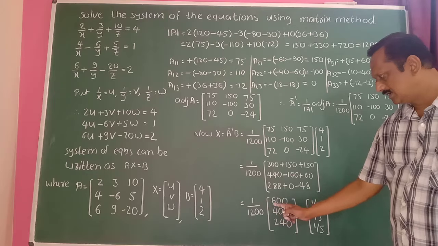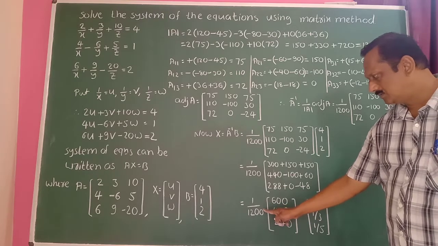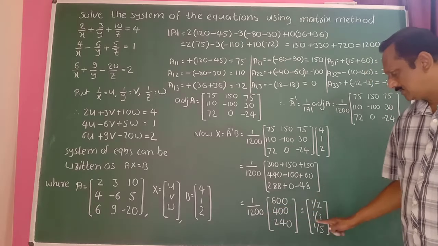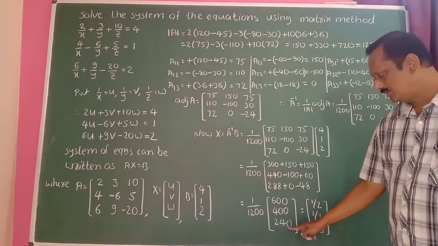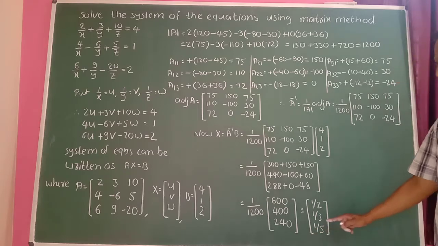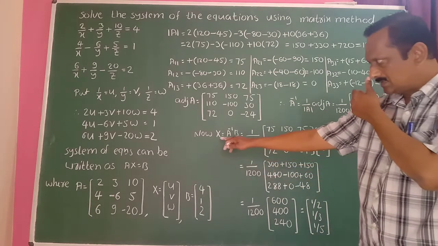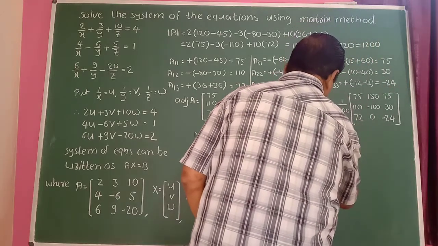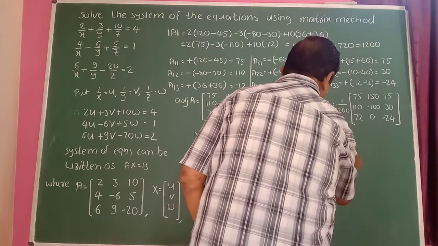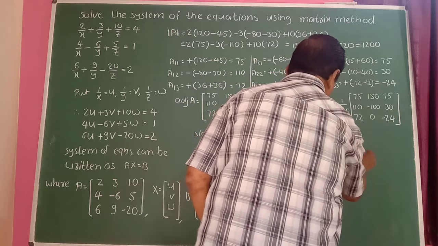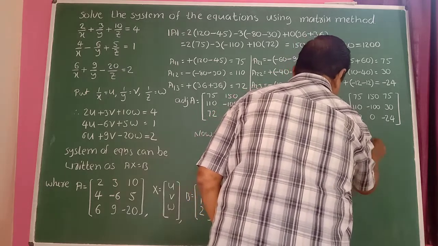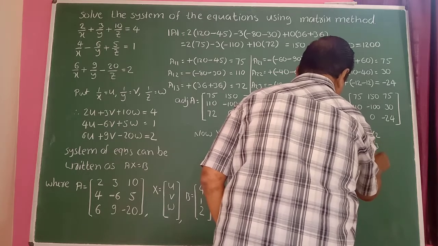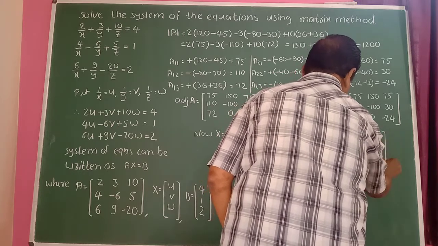Take this inside here. 600 divided by 1200 gives 1 by 2. 400 divided by 1200 is 1 by 3. And 240 divided by 1200 is 1 upon 5. So this is X here. X is u, v, w. Hence u, v, w is equal to 1 by 2, 1 upon 3, 1 upon 5.